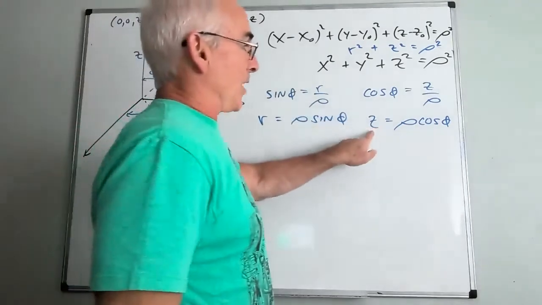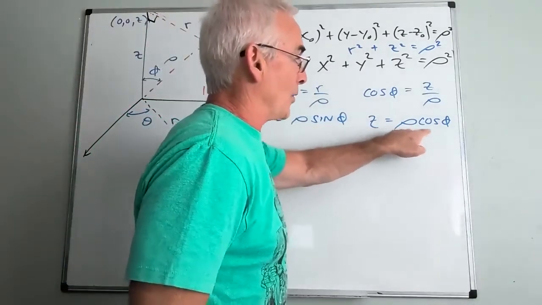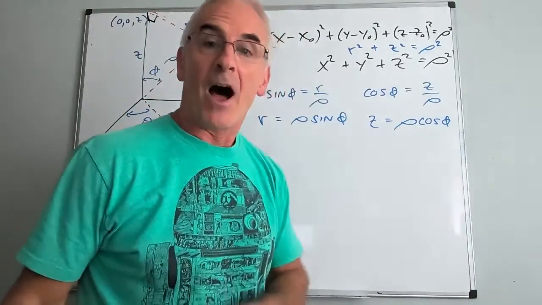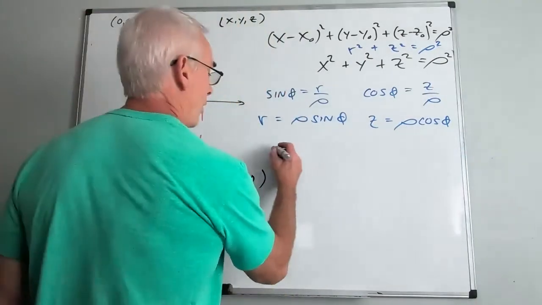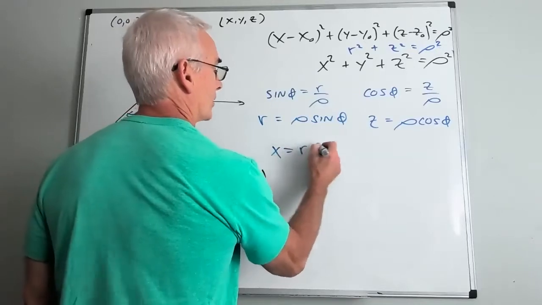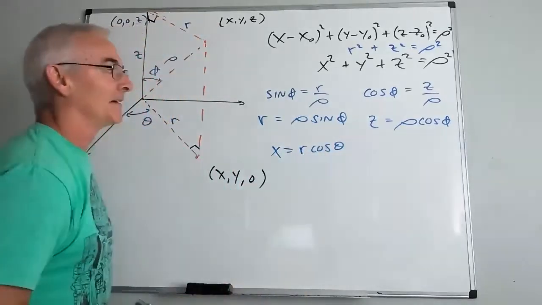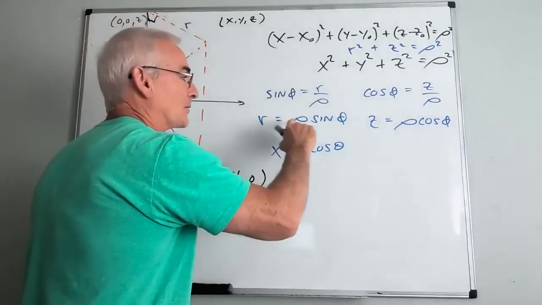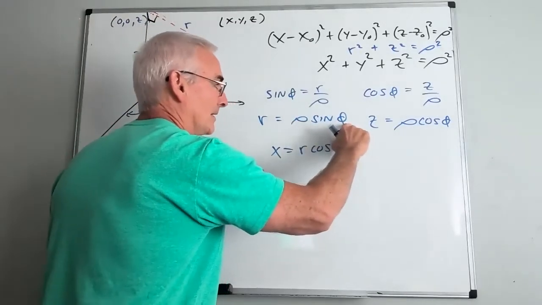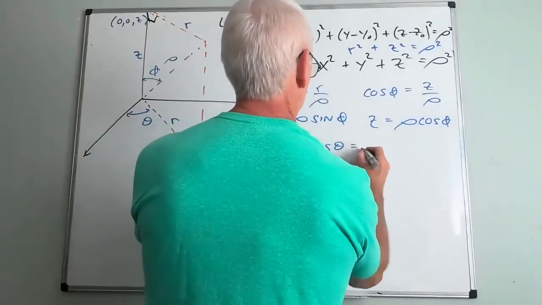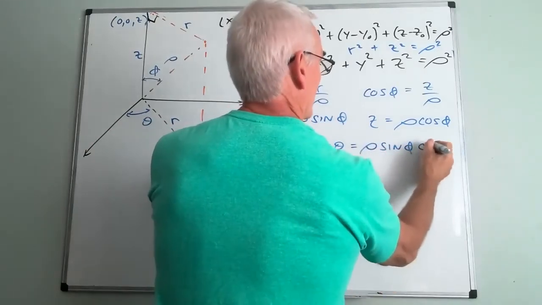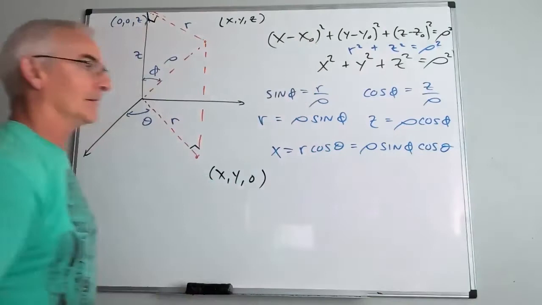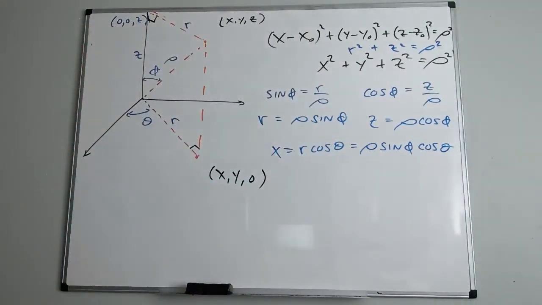I now have a way of writing z. You notice there's a rho and a phi. There's no r's and thetas. I want to write x and y without using r and theta. So we know that x equals r cos theta. But since r also equals rho sine phi, that means that x is rho sine phi cosine theta. We've just figured out a way to write x without using r or theta.